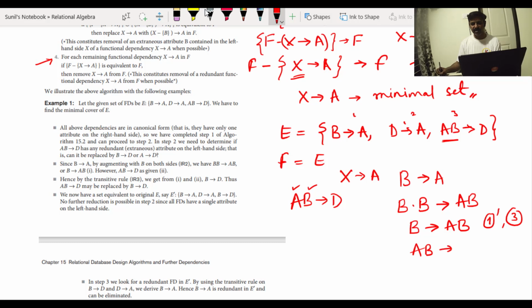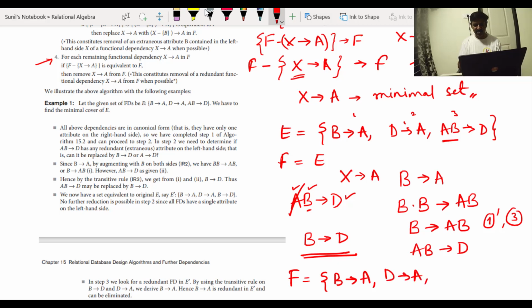But now we have a transitivity here, B arrow AB and AB arrow D. So we can readily recognize this as a transitive dependency. So we can write it as B arrow D. Now this shows that we directly can determine D using just B. We don't require A. So you can eliminate A from this X side. So what we are left with is three functional dependencies, that is B arrow A, D arrow A, and B arrow D. So as a result of that third step in our algorithm, we got this.